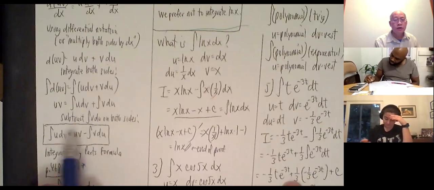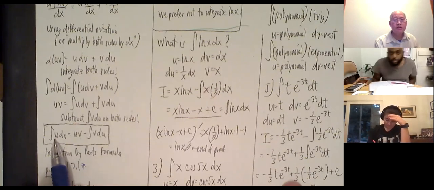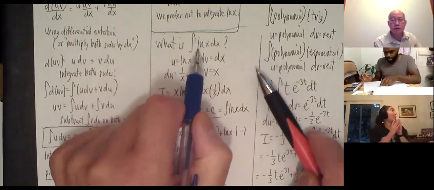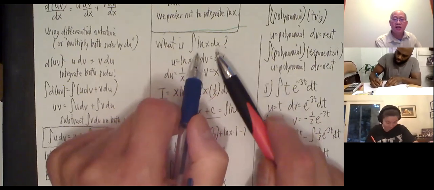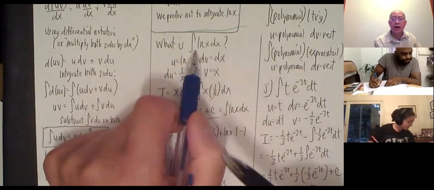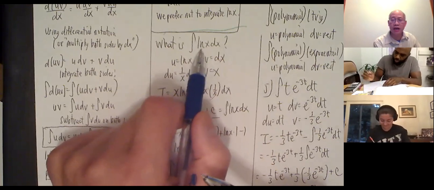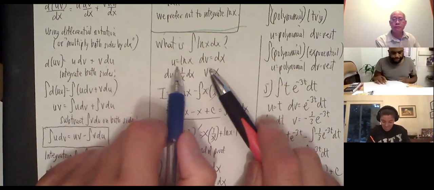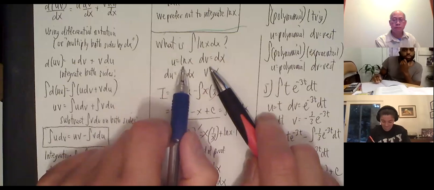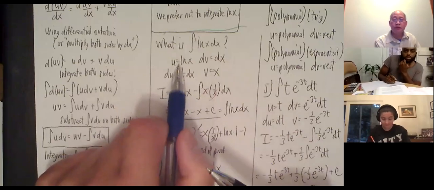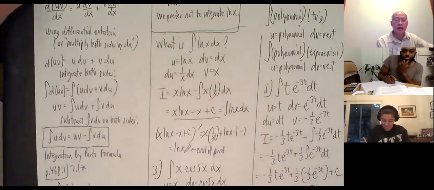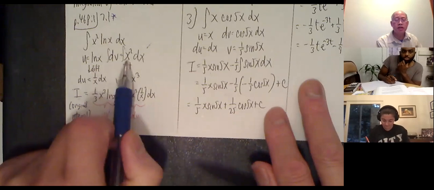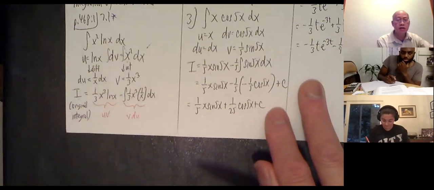So I'm going to use this formula. I have to declare something as u and something as dv. Well, here there really isn't any choice. You need a u and a dv. The dv has to go with the dx, and the u has to go with the part that doesn't have the dx. So there's no choice. Let u be ln x, dv equals dx. Differentiate this side, integrate this side. You might recall in the problem I did last time, the u side you differentiate, the dv side you integrate.